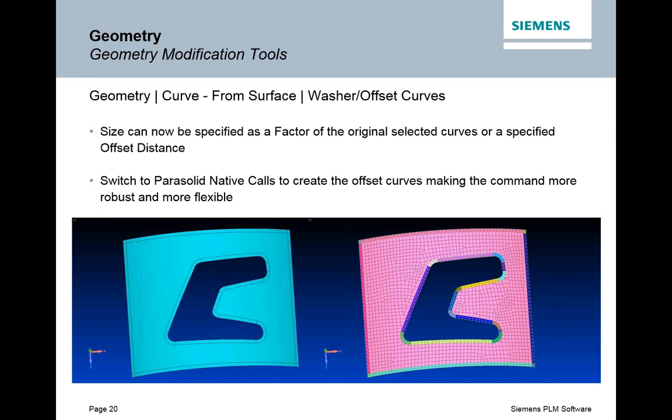The geometry curve from surface, the washer offset curves, where you go ahead and offset curves from, say, a cutout in a panel. The underlying functionality has existed in Femap before 11.2, but the underlying code is now based on new coding that they've handled on the back end. So the operation basically calls the Parasolid geometry engine instead of a separate Femap routine. So this command was made a little bit more robust between the last version and this one.